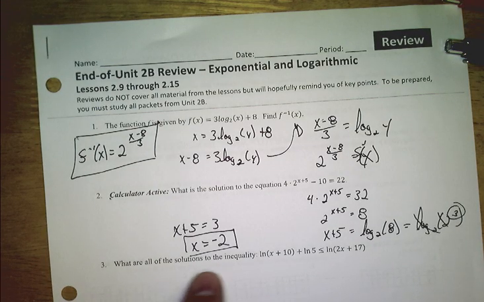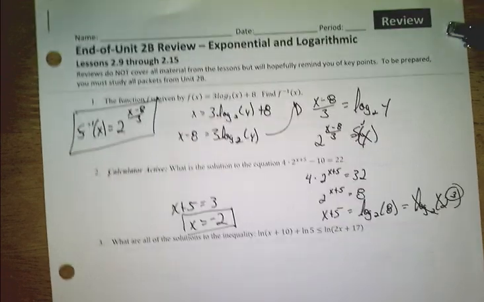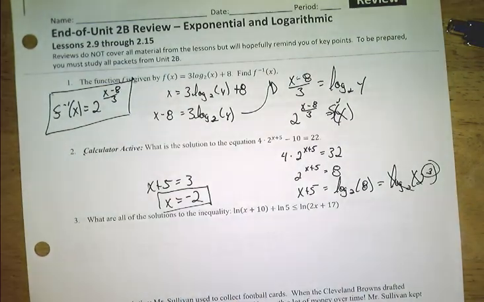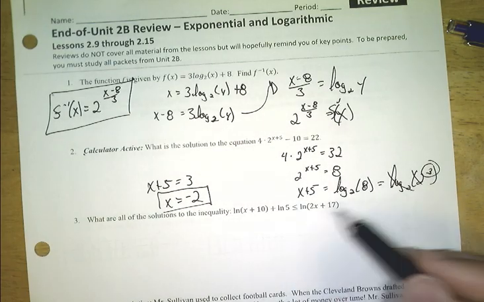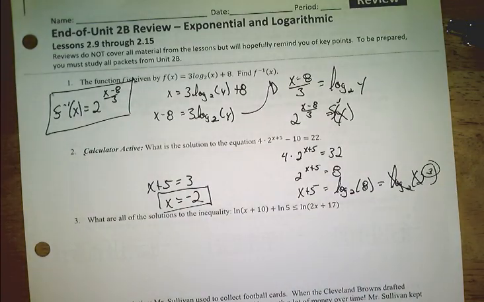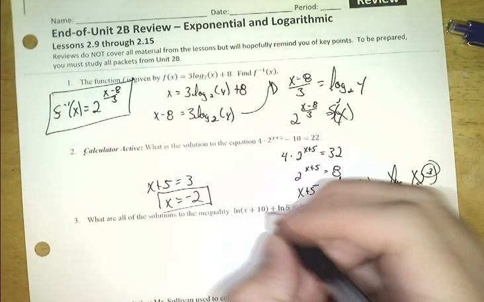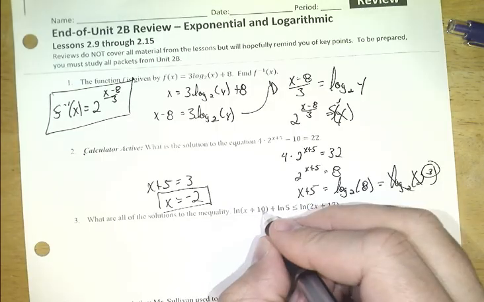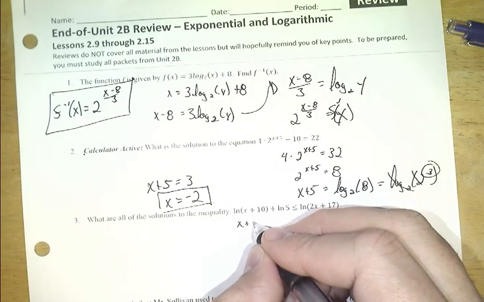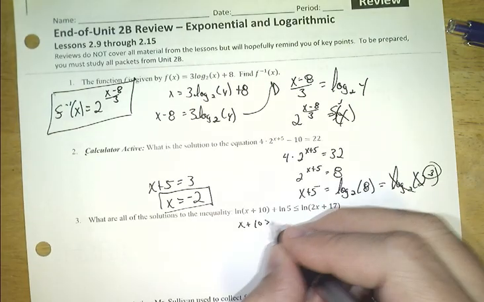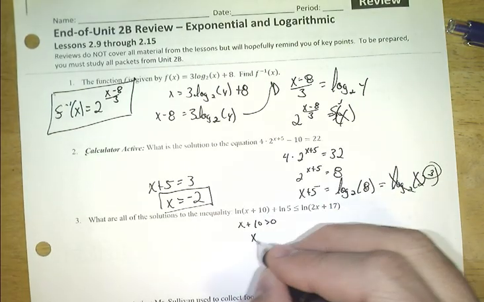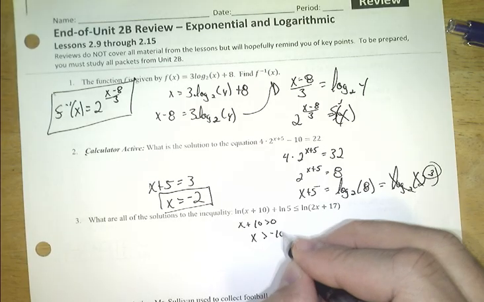Next, what are all the solutions of the inequality of this one right here? ln of x plus 10, ln of 5, less than all that. So the first thing we need to do is figure out our restrictions. So here, x plus 10 has to be greater than 0. That has to be a positive number. So x must be bigger than negative 10.